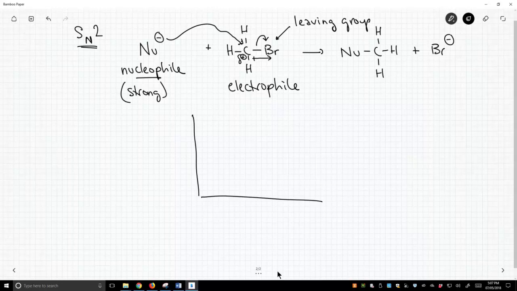Energetically, so here's our reaction coordinate, our energy diagram. This is a one-step process. It involves a transition state. There is no intermediate in this reaction. So we have the starting materials and products. Why is this a downhill reaction?